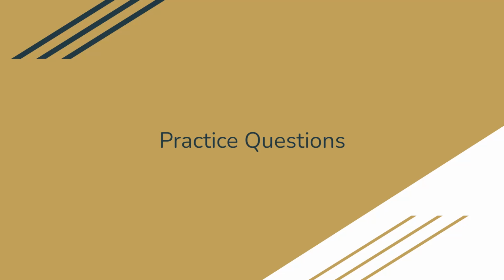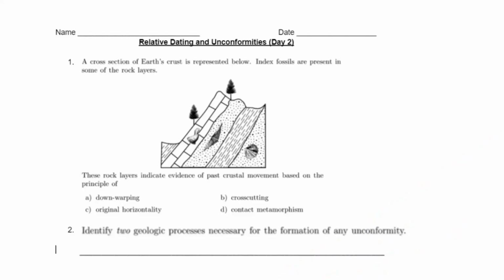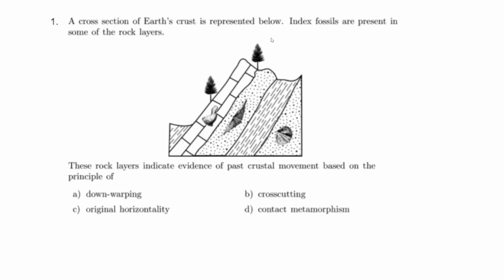Hi everyone. So now we're going to talk about some practice questions based on unconformities and outcrops. We're going to start with this worksheet, Relative Dating and Unconformities, Day 2. Question number 1 asks, a cross-section of Earth's crust is represented below.